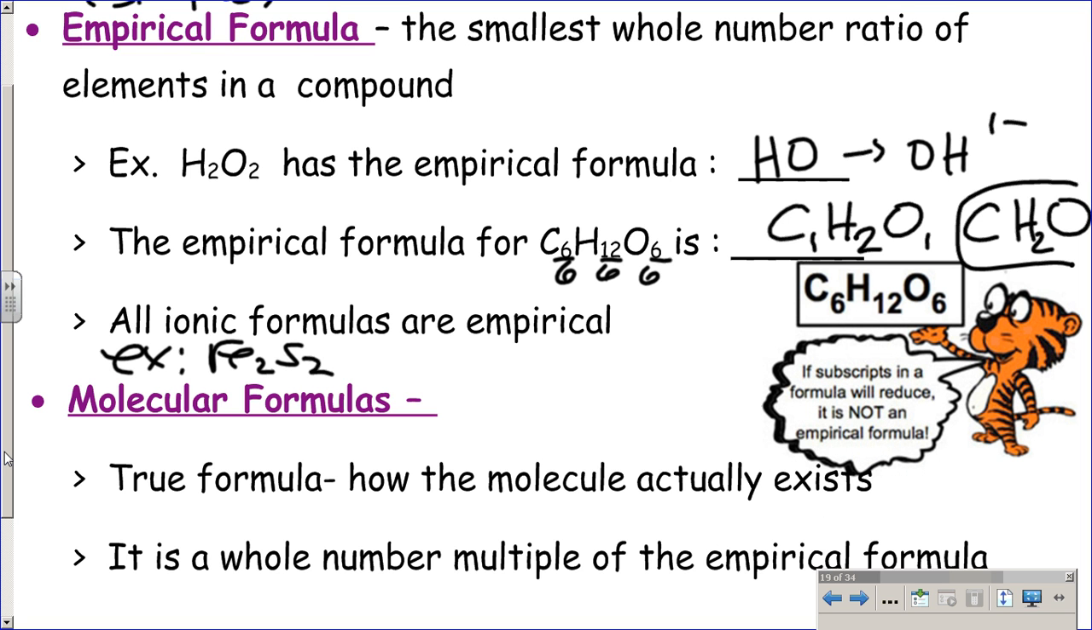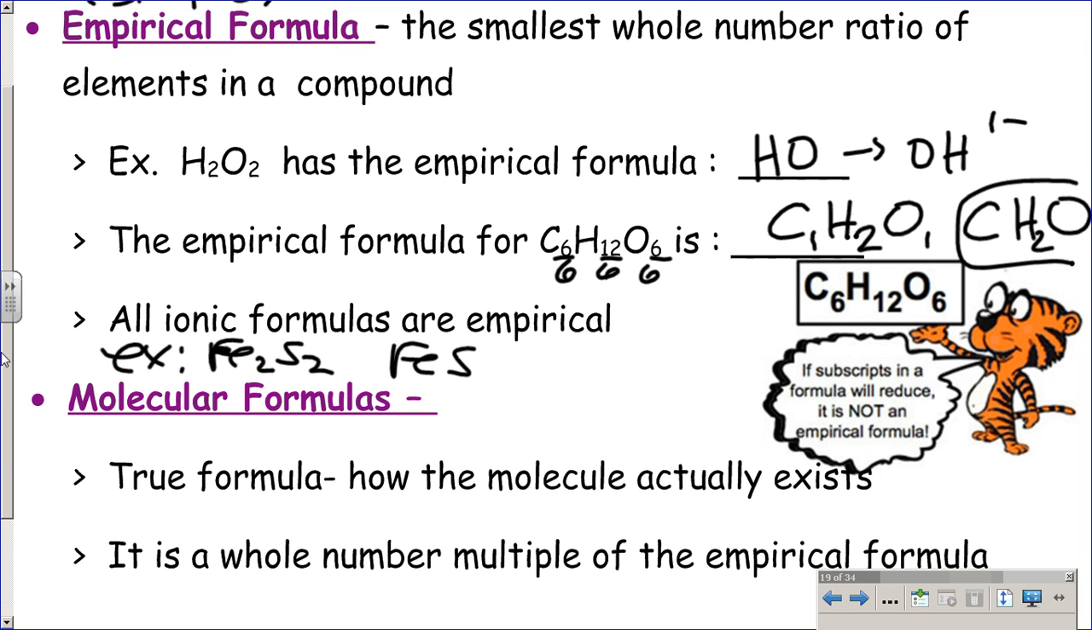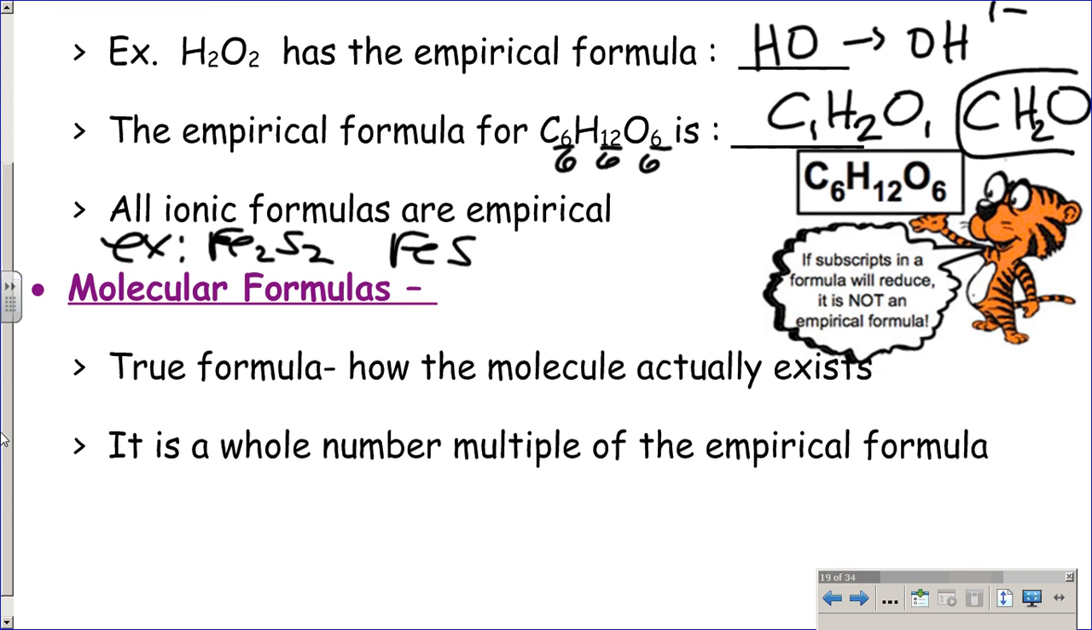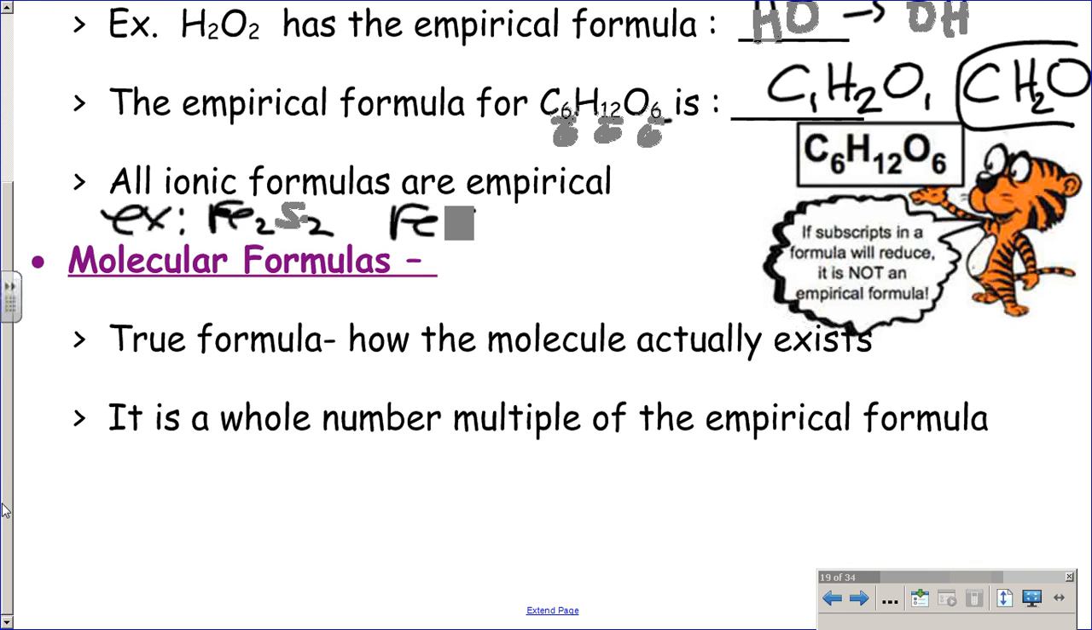What's the name of this one? What is it? Iron what? Right, iron 2 sulfide, but we don't write iron 2 sulfide like that. We write iron 2 sulfide like this, because you always reduce. So we've done that for the past week or so, just like we've always done with anything ionic, okay?